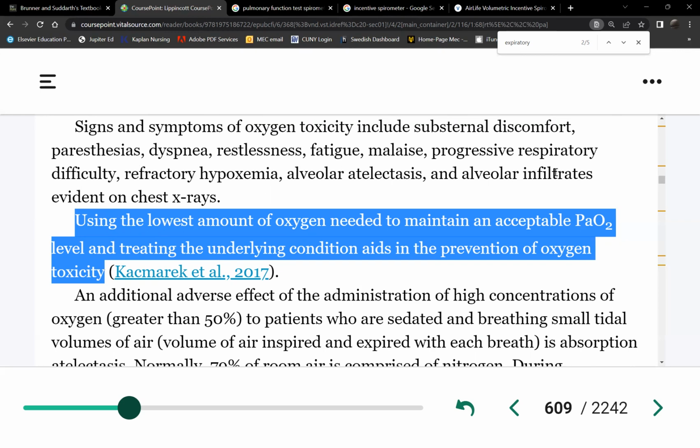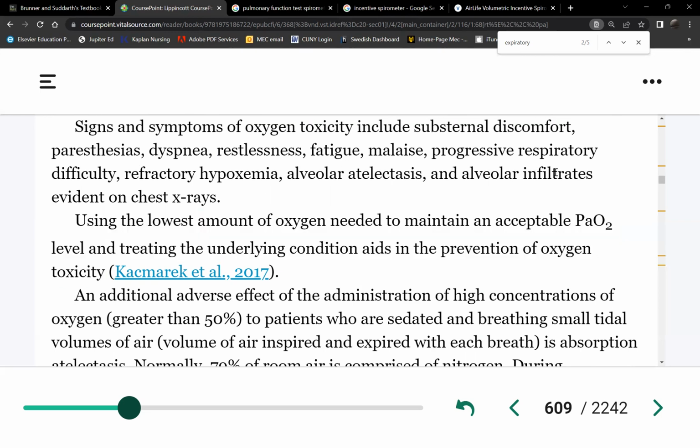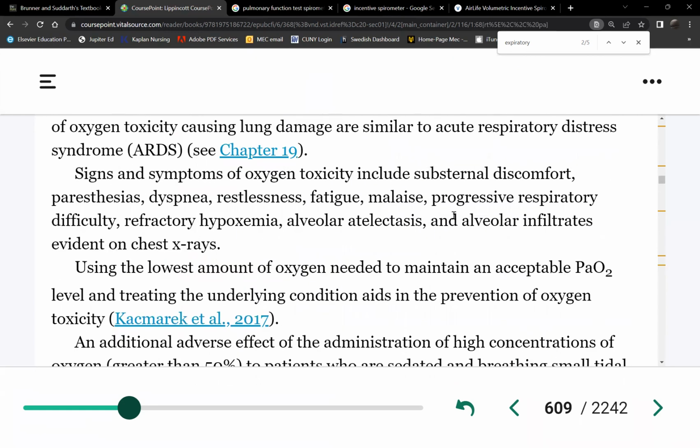Is PaO2 the same as SaO2? What is PaO2? Partial pressure of oxygen. So therefore, is this in the artery or in the capillary? Capillary is SaO2. Okay, so what's the value of PaO2? What's the range? 80 to 100. Are we clear?